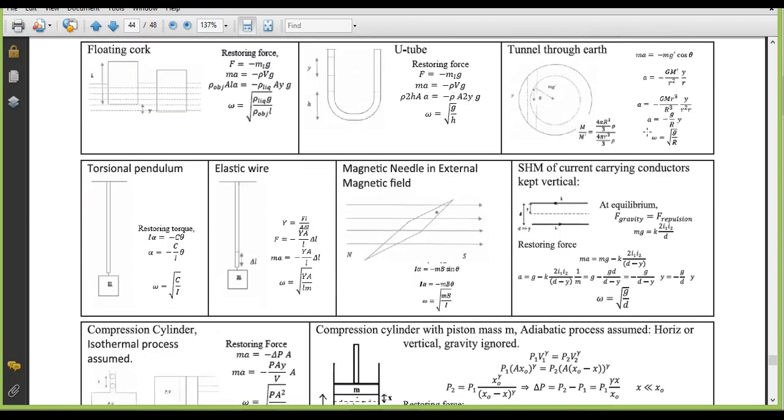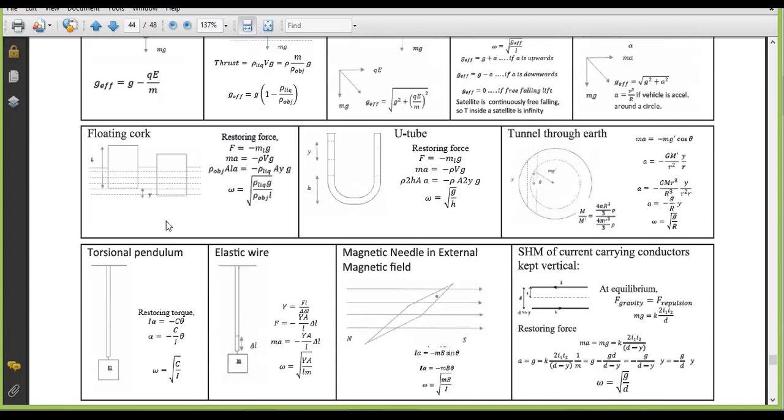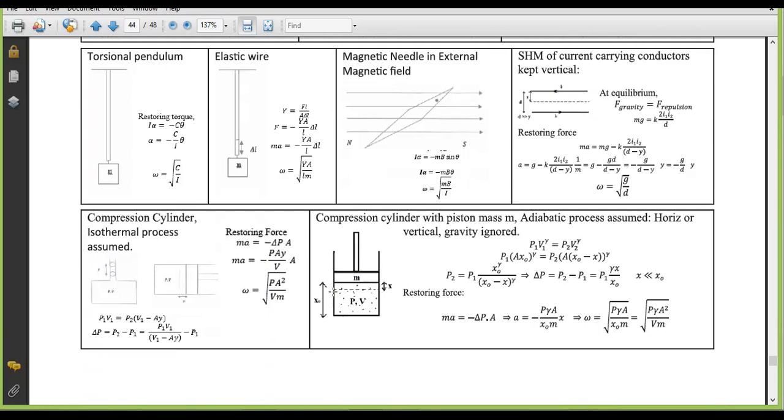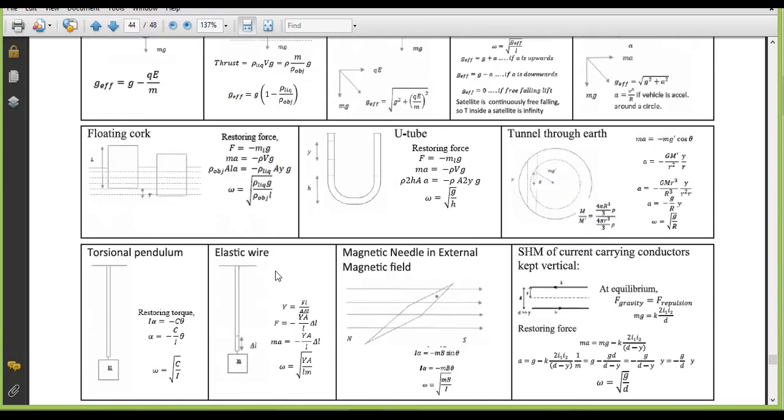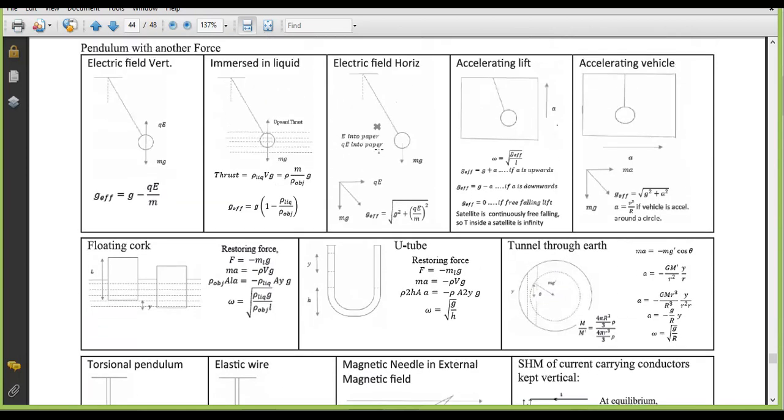So I'm going to discuss floating cork, U-tube, and compression cylinder. Okay, these three things I'm going to discuss. If you understand these things, all the other things are also easy. But these things are a little more advanced concepts for the entrance exam.